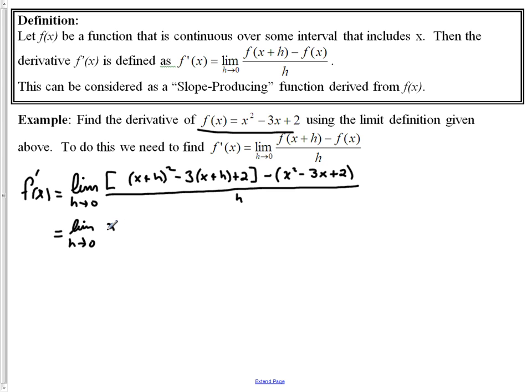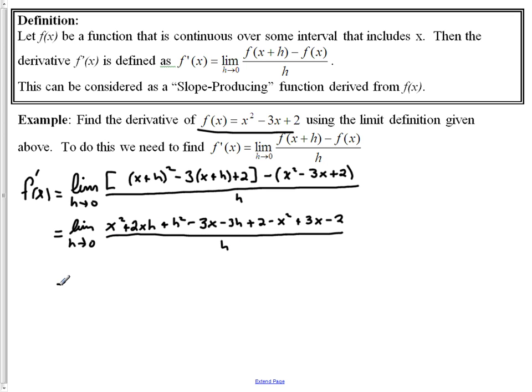So this is x squared plus 2xh plus h squared when we square the quantity x plus h times x plus h. You can stop and verify that for yourself. As a matter of fact, I encourage you to do that right now. We're going to subtract away 3 times x minus 3 times h plus 2. And I'm going to distribute my negative sign into each of these terms right here. So I have minus x squared plus 3x minus 2 divided by h.